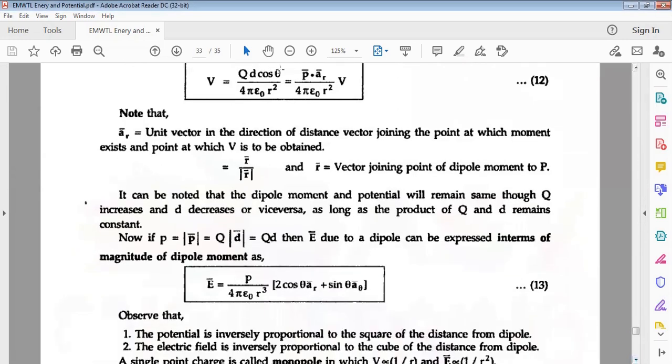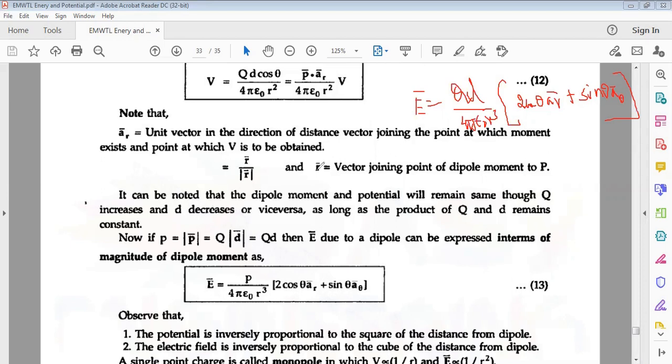And in a similar way, for the electric field intensity, we got E bar is equal to QD by 4 pi epsilon naught R cube, and the whole multiplied by 2 cos theta A R bar plus sin theta into A theta bar. This is the formula we got for the electric field intensity due to the electric dipole.